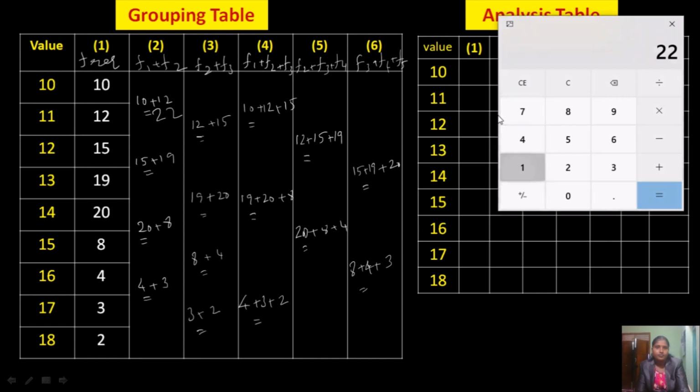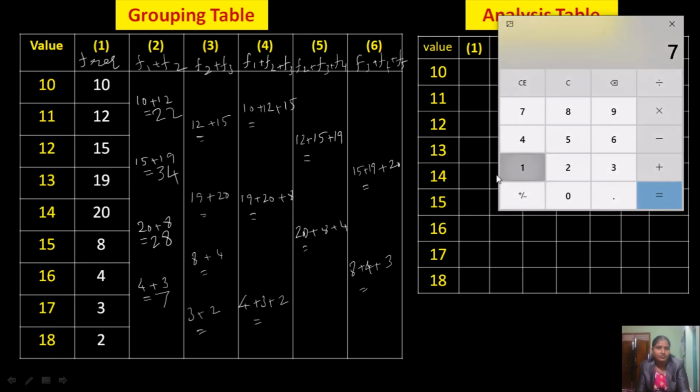Then 15 plus 19, we have 34. Then 20 plus 8, we have 28. Then 4 plus 3, we have 7.